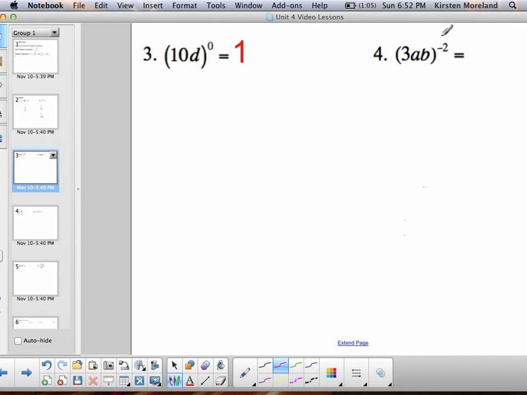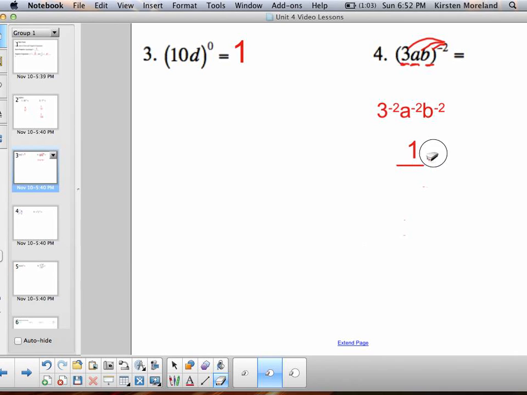Right, I need to make sure that I distribute this negative 2 to all three bases. What I mean by bases is 3 is its own base, a is its own base, and b is its own base. So I need to distribute it to all parts. So when I do that, I get 3 to the negative 2, a to the negative 2, and b to the negative 2. Since they're all negative exponents, I'm going to put 1 over, and I'm going to get 3 squared, a squared, and b squared.